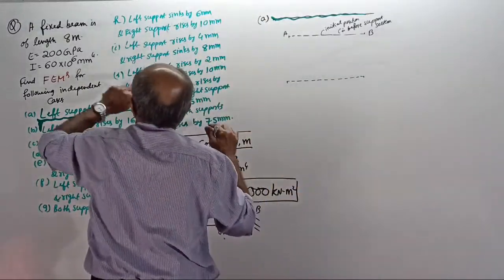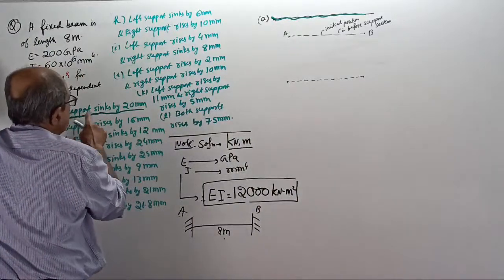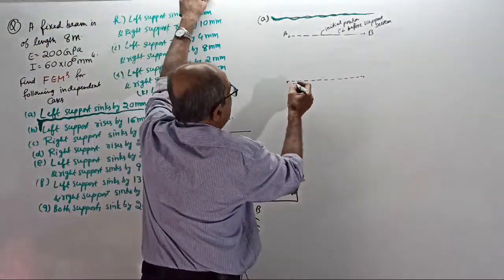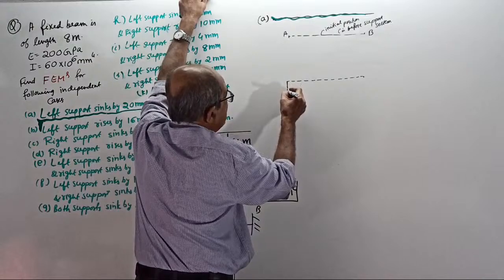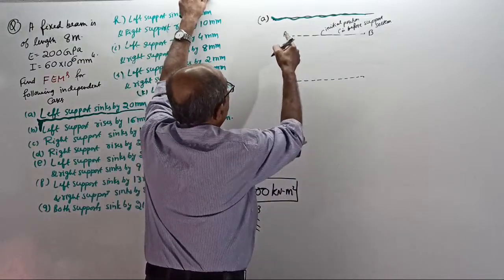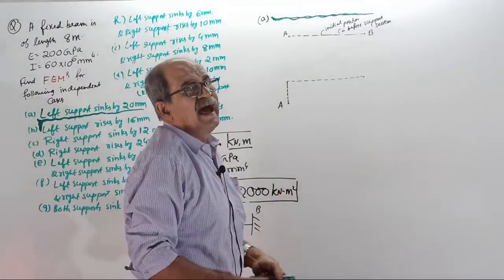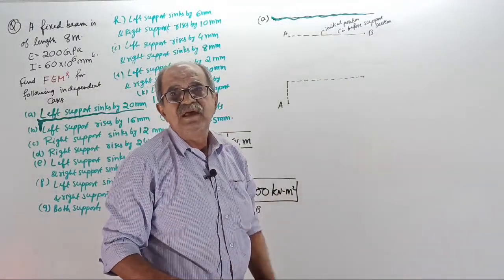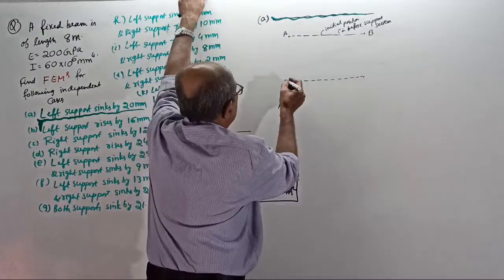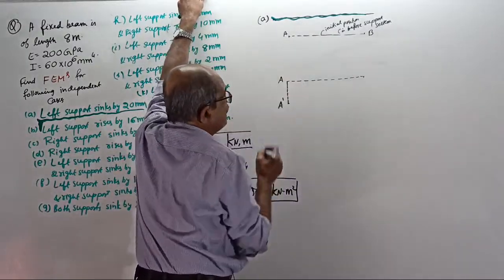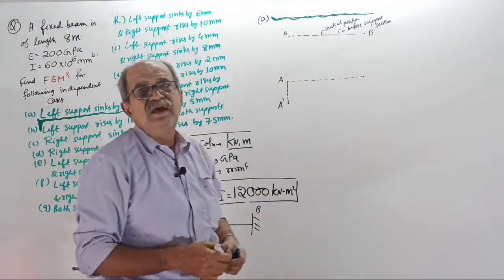See the question. Left support sinks by 20 mm. So, this support at the left end sinks. It will come here. So, do one thing, that A will move here. Some people call it A dash. No, I don't want to call it A dash. Then you have to write A here, A dash comes here, and confusion comes.